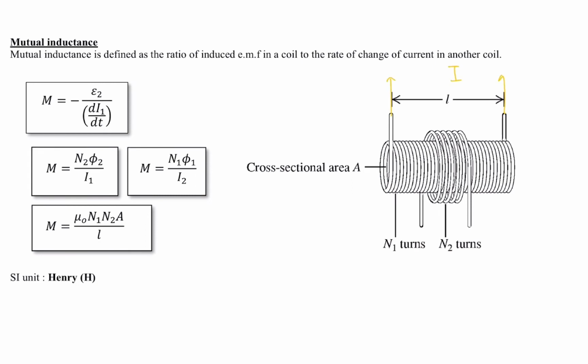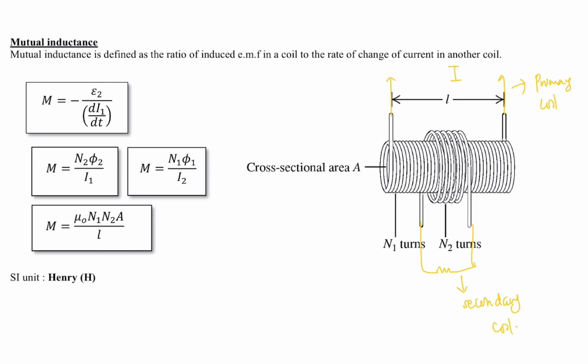But there will be no current there. So this one, actually, we will connect to a resistor. So what is going to happen is in the primary coil. So we will call this the primary coil, or primary solenoid, and this the secondary.